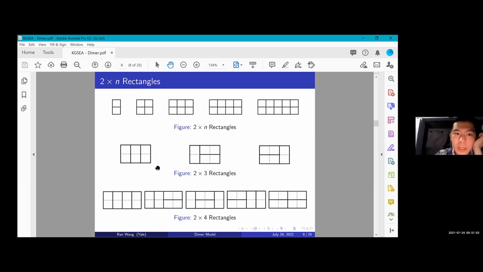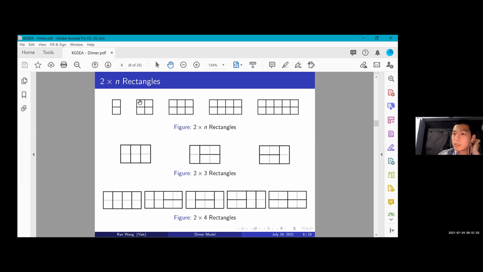For the 2 times 1 rectangle, it's a domino itself, and there's only 1 way to put it, just as the grid goes. So we have only 1 way for that. For 2 times 2, we have 2 ways, right? First of all, we must have 2 dominoes to tile this, and then we can put both of them vertically or horizontally. So we have 2 different ways.